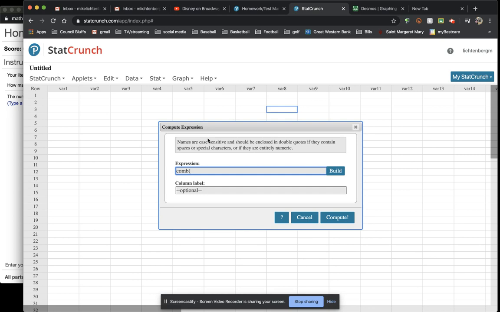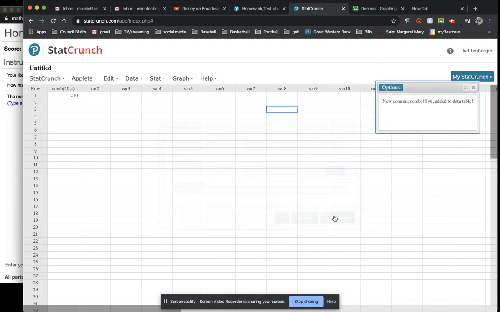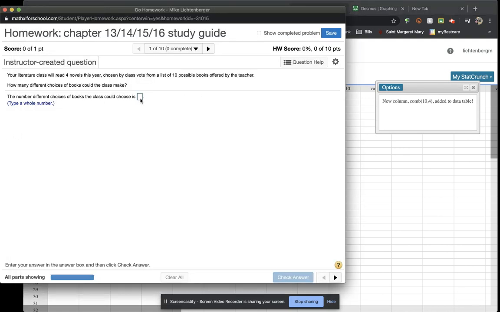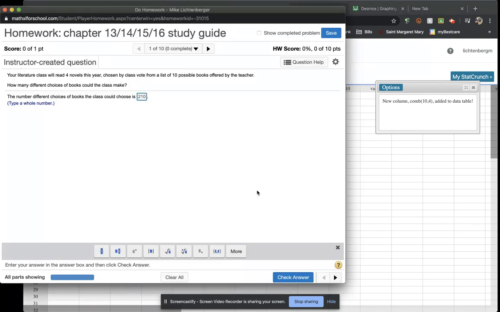And we do COMB and the sample size, comma, how many you're choosing. So we have 10 books and we want to choose 4. So COMB 10, comma, 4, and we'll compute that. And there we go, right there. There are 210 different choices of books.